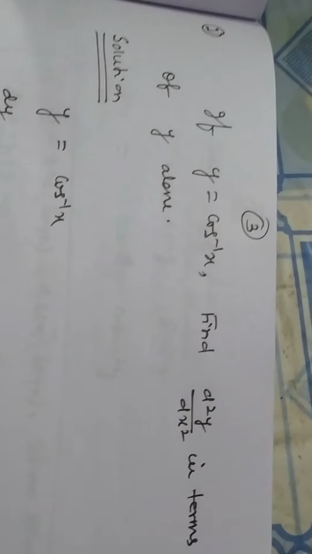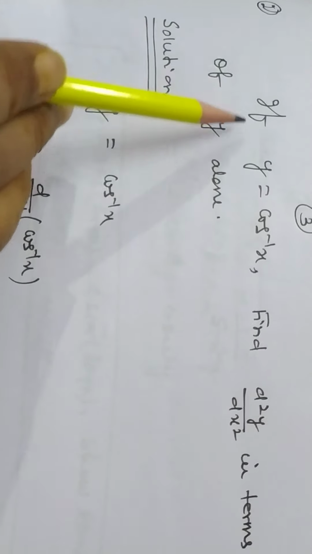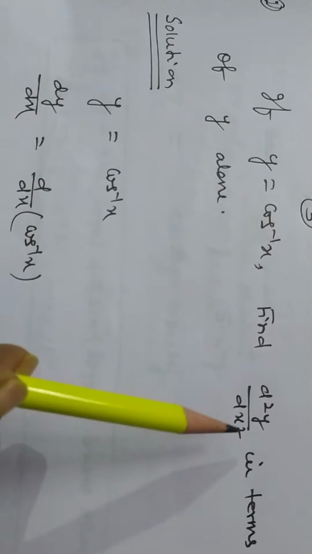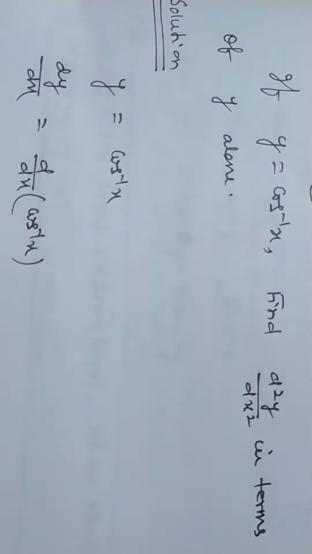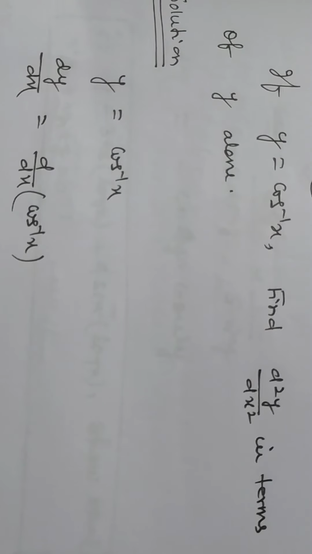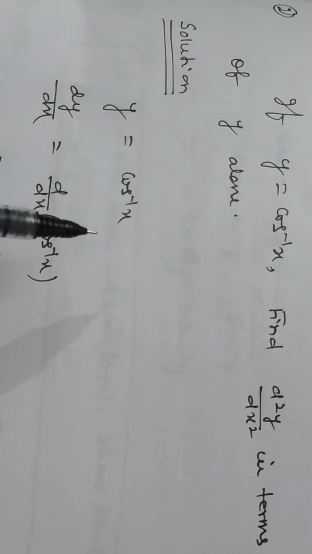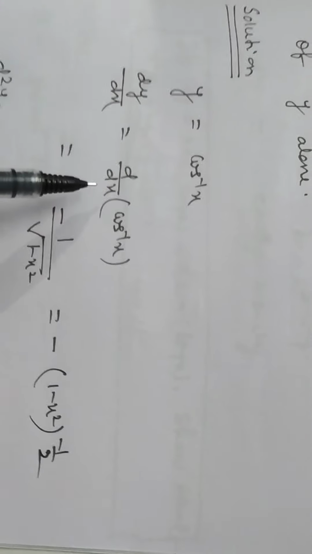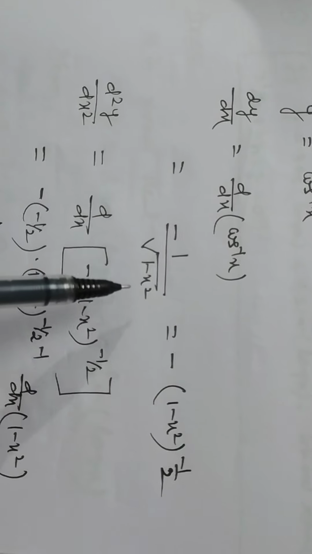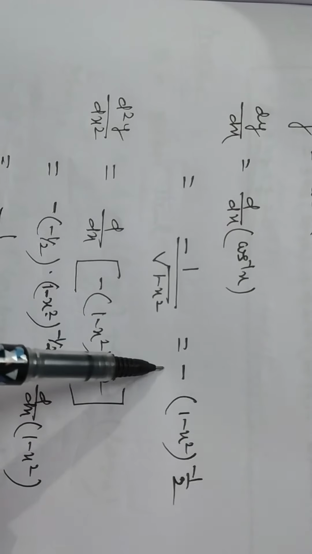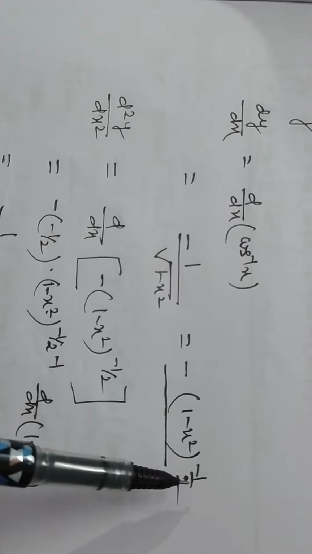My dear students, we want to discuss problem number 2 of this exercise. If y is equal to cos inverse x, find d2y by dx square in terms of y alone. If y is equal to cos inverse x, dy by dx is equal to d by dx of cos inverse x. That is minus 1 by root over 1 minus x square. This is minus, within the bracket, 1 minus x square to the power minus half.